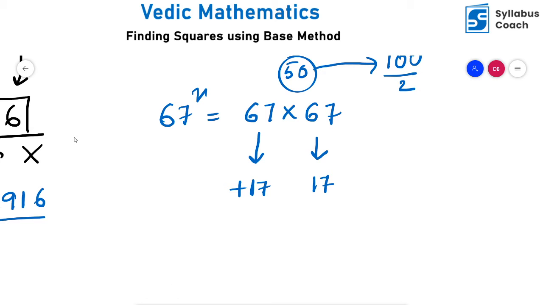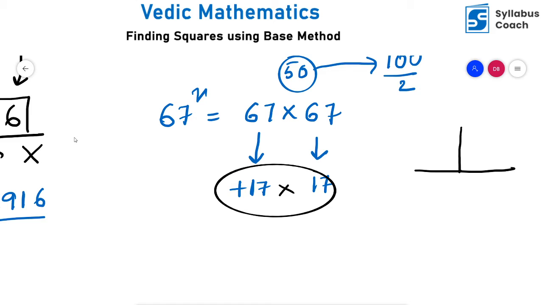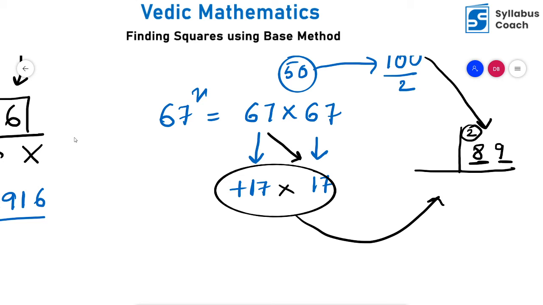So what is the next step, students? The next step is to make sure the right hand solution is having two digits, because the main base is having two digits of 100, two zeros. So 17 into 17 is how much, students? It's 289. So I write 8 here, I write 9 here, I keep 2 as carry. And then what is 67 plus 17, students? What is 67 plus 17? How much? It's nothing but 84.